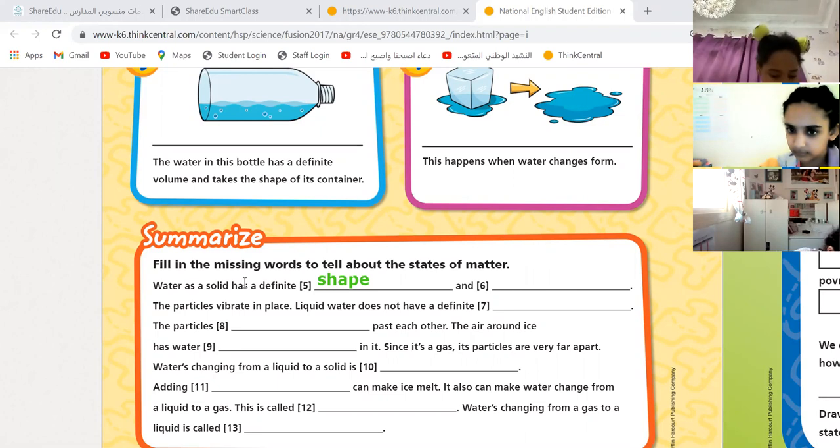Okay. Definite shape and volume. Number seven, Leanne.